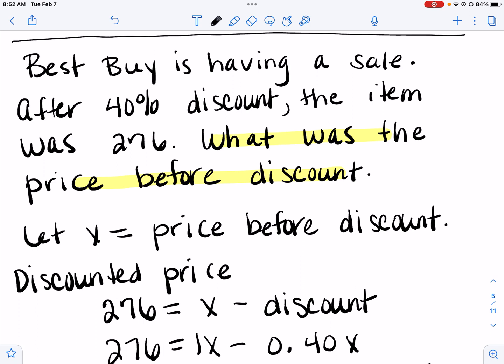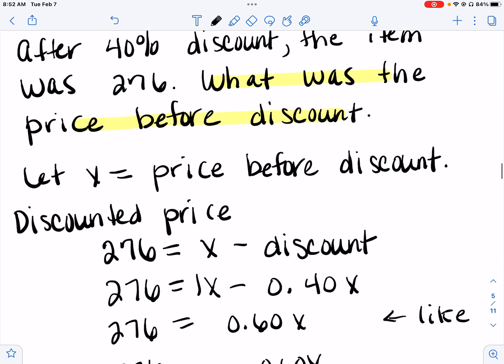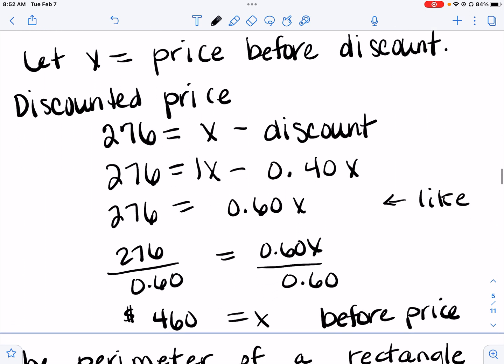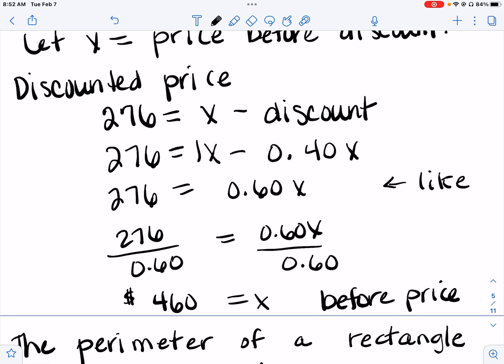Best Buy is having a sale. After a 40% discount, the item was $276. What was the price before discount? Okay, that tells you you're looking for price before discount, so that tells you what x equals. So x equals the price before discount. The discounted price is the original price x minus the discount.